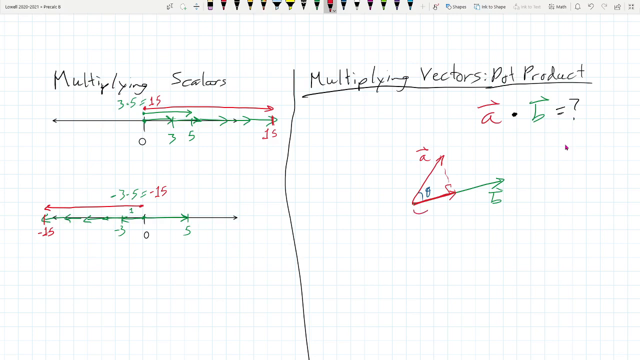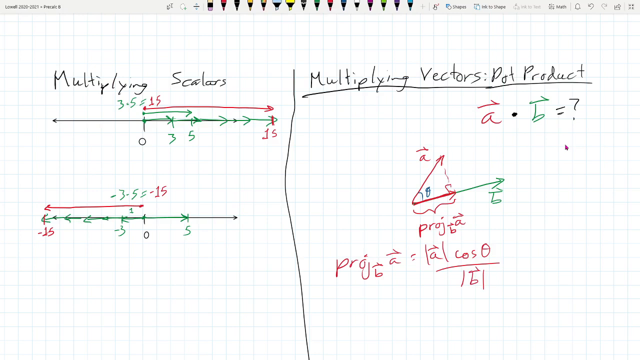This vector right here, I called it the quote-unquote shadow vector, but really, this is the vector projection of A onto B. And if you remember the formula from last video, I'll write it down here: the projection, again this is a vector, is the magnitude of A times the cosine of the angle between them, whatever that angle happens to be, divided by B.